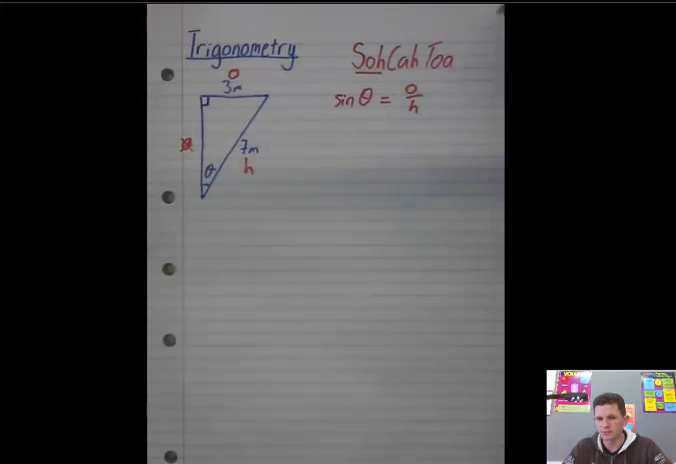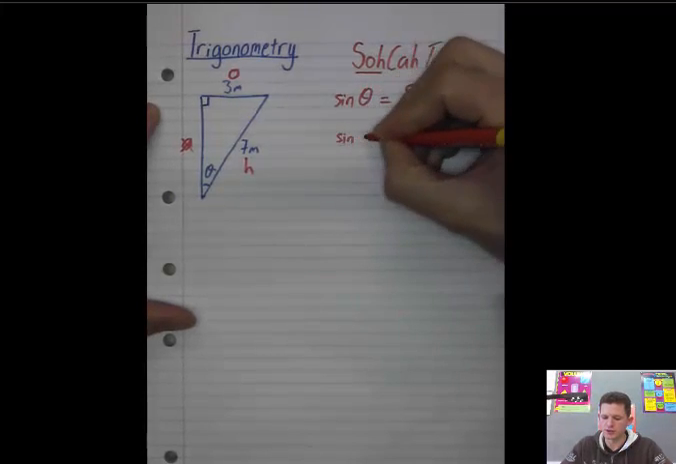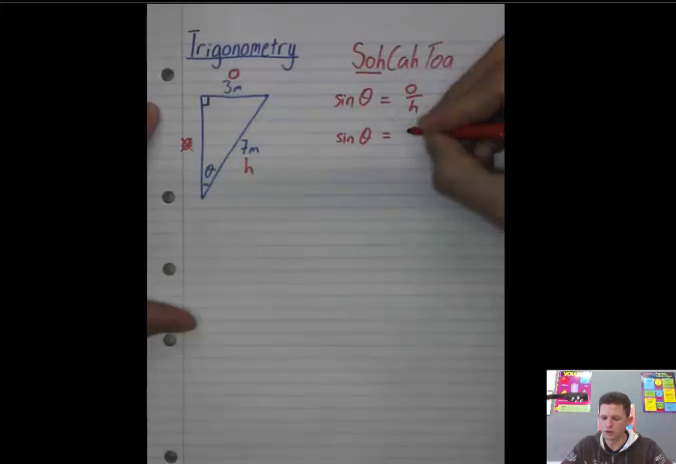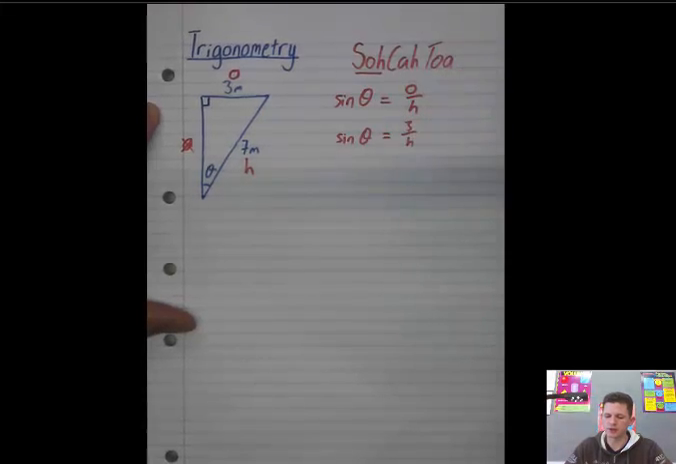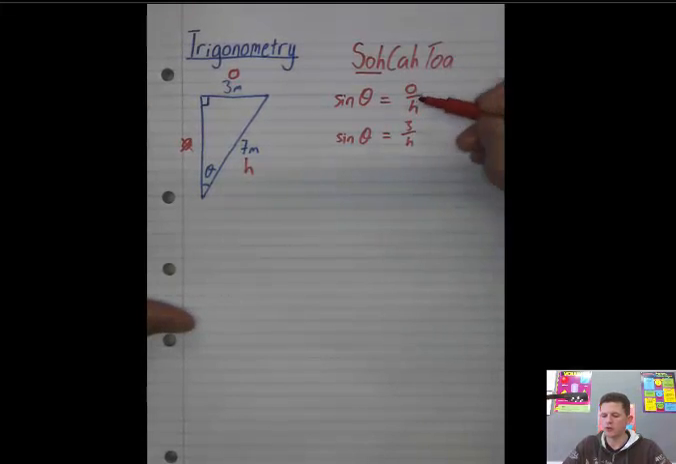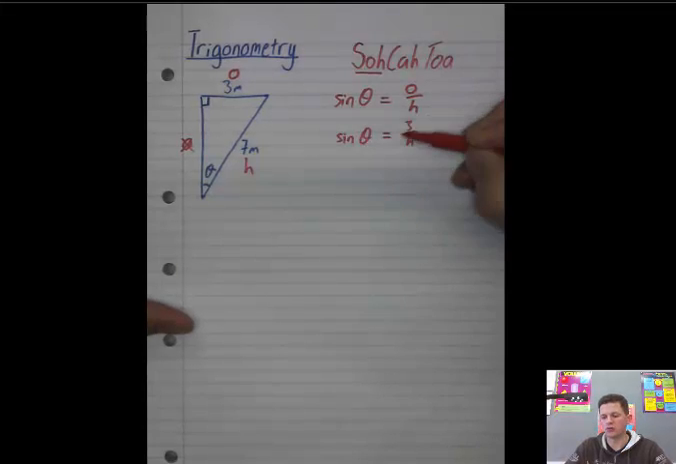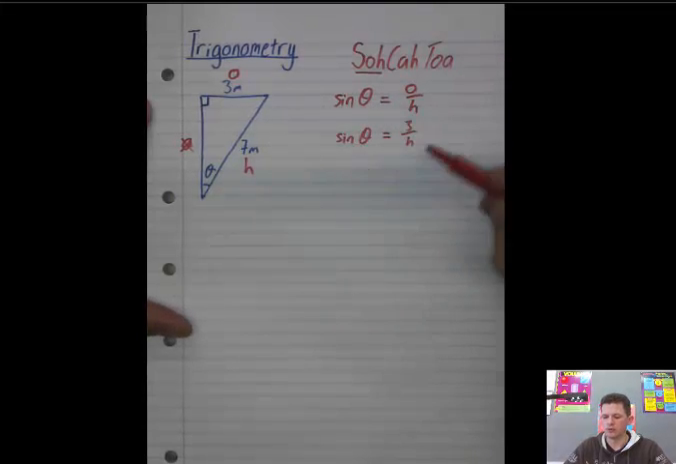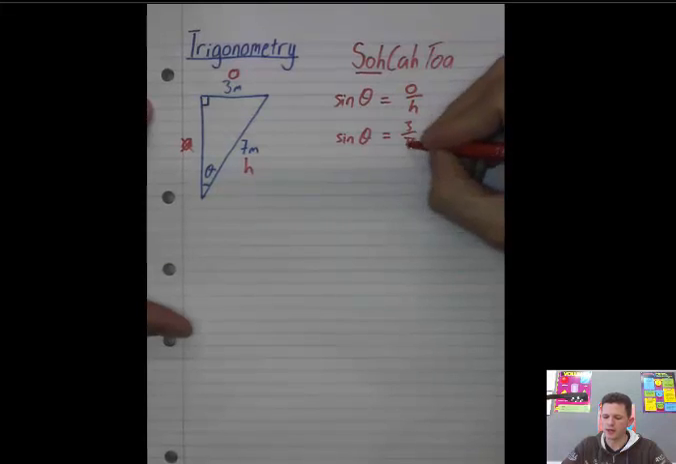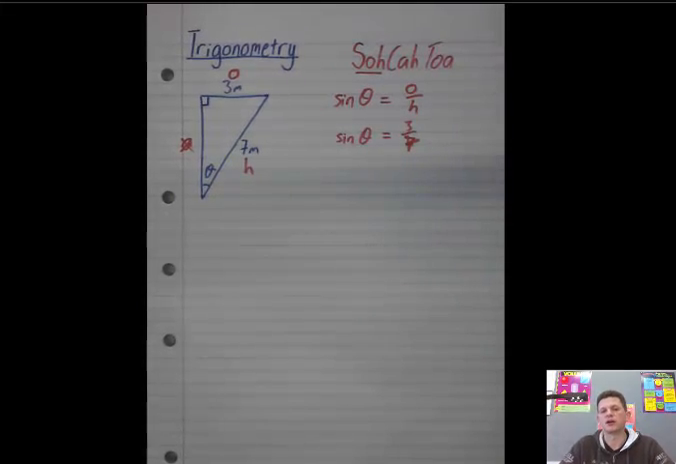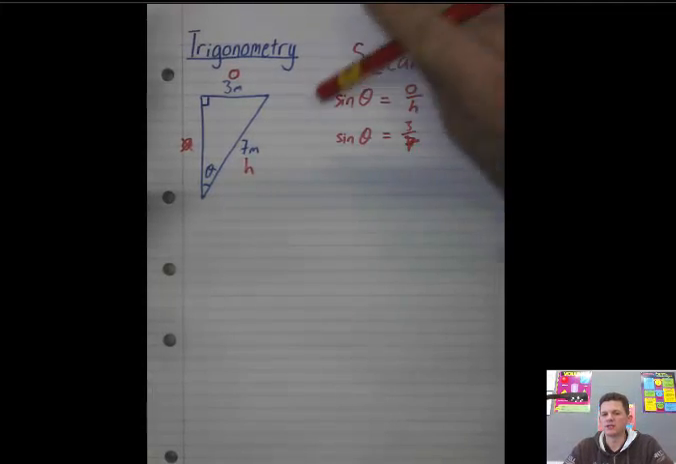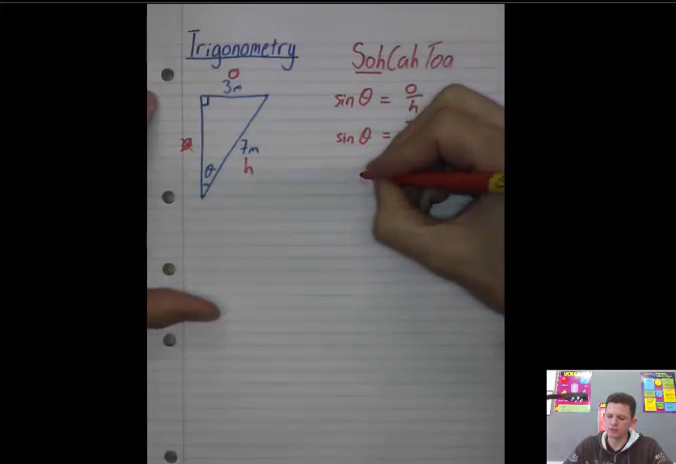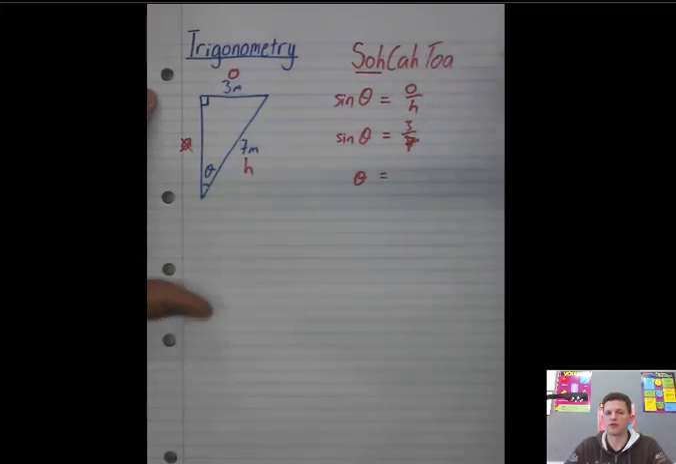And now we substitute the triangle information in, which is still the same because we still know 2 out of those 3 things. Okay, so we know the O, we know the H, we don't know the theta. So that's the equation that we should have. Sine theta equals 3 over 7. Now we need to rearrange so that we get theta equals.